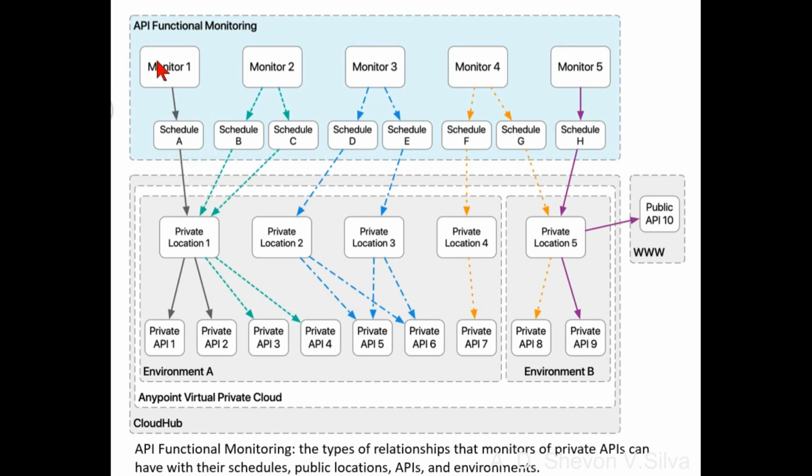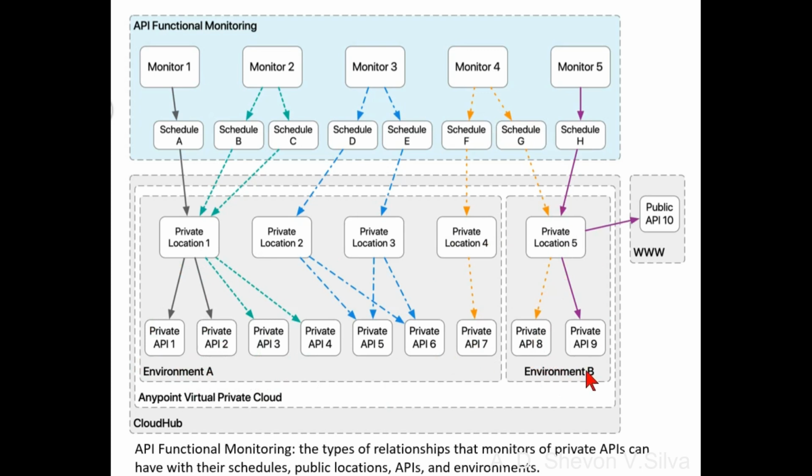Here you can see monitors and schedules are in API functional monitoring, and here the private locations and private APIs. Here the private locations 1 to 4 and private APIs 1 to 7 are in environment A, and here the private location 5 and private APIs 8 and 9 are in environment B.